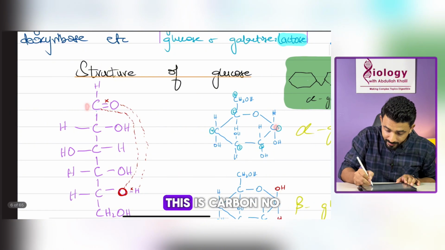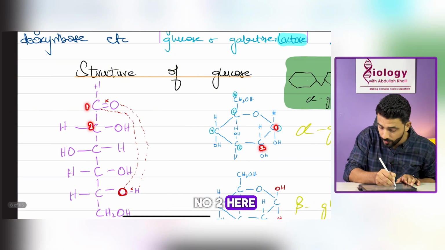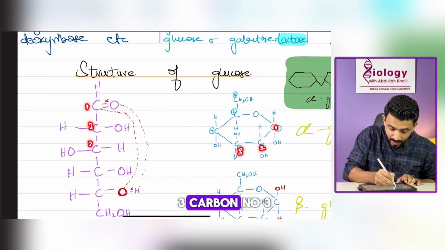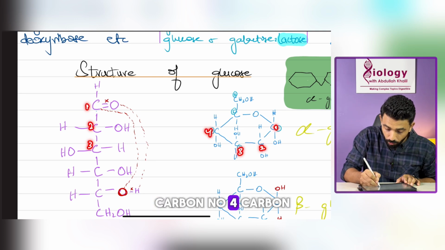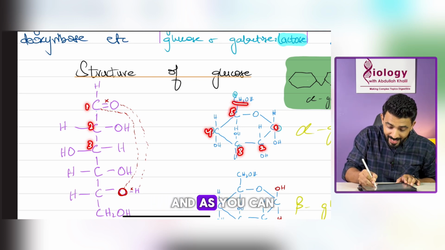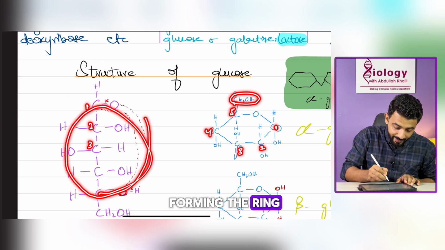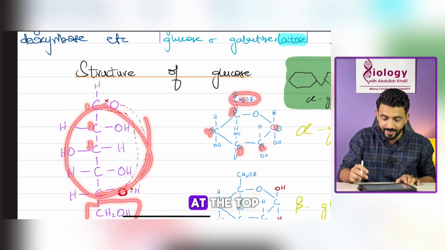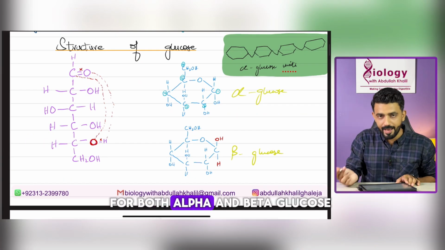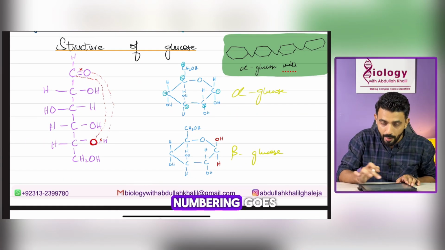Carbon number 1. This is carbon number 2. This is carbon number 2 here. This is carbon number 3. Carbon number 3 is here. Carbon number 4. Carbon number 5. And as you can see, carbon number 6 is out of the ring. This is what is forming the ring. Carbon number 6 is out of the ring at the top for both alpha and beta glucose. This is how the numbering goes.